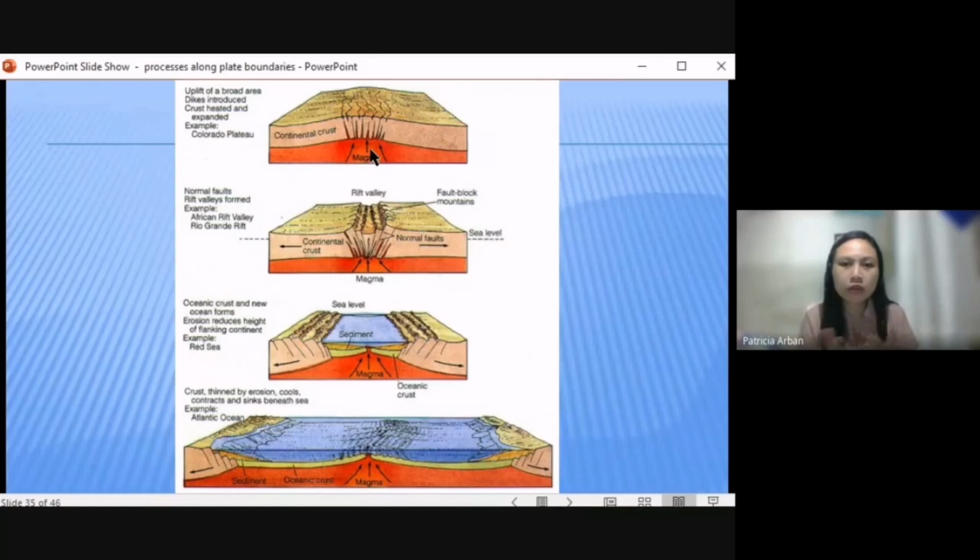Paghihiwalay or pagkukulide or pag-slide. So we will be discussing that in detail. Okay? May kinalaman ang magma doon. Again, on this picture, we have here the magma chamber wherein, as you can see, the magma is rising up. Naghahanap siya ng opening. So we have here, the example is Colorado Plateau.